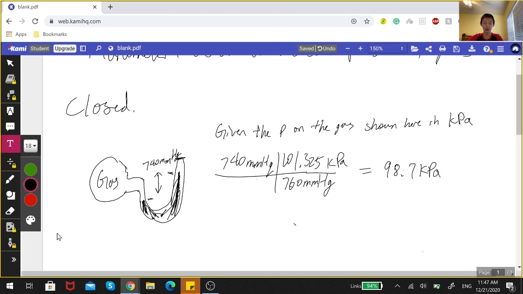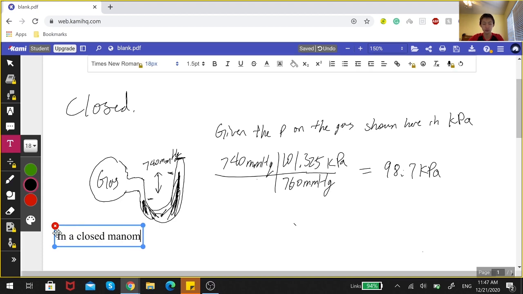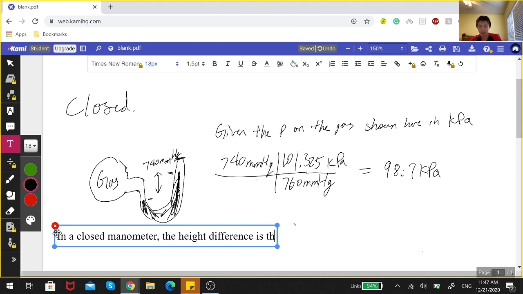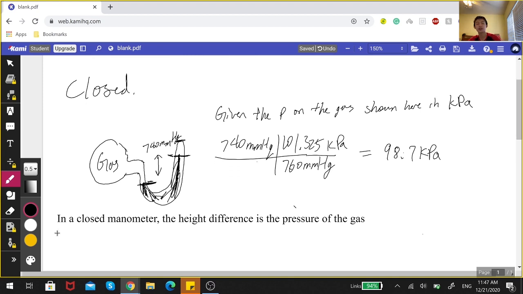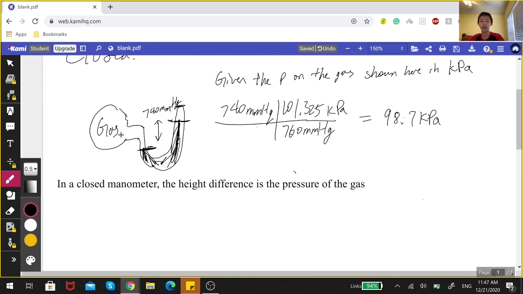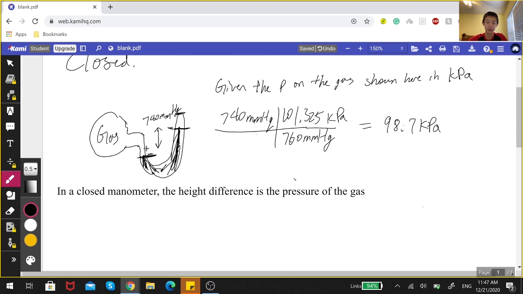In a closed manometer, the height difference is the pressure of the gas. And again, the height difference is the top of this bar subtracted by the top of this bar. And that's how you find the pressure of the gas in a closed manometer.